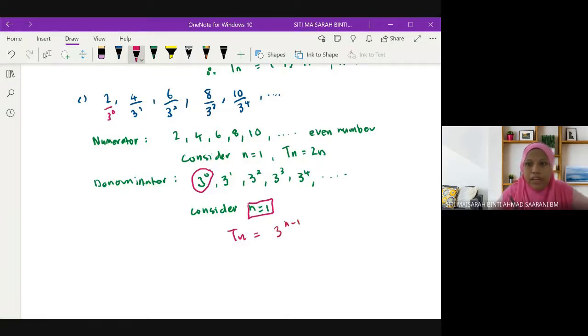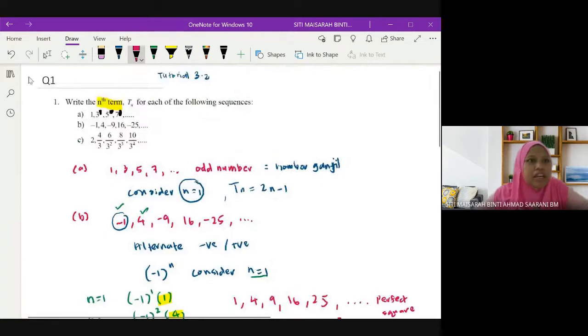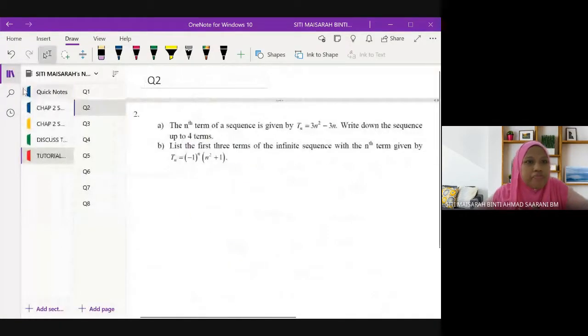So if we combine, therefore our nth term Tn is 2n over 3 power n minus 1. And this is for n equals to 1, we consider n equals to 1. So the top part, the numerator, is 2n, even numbers. And the denominator we have 3 power n minus 1. So this is simple, quite simple. Okay, that is for question 1. Then we move to the second question.